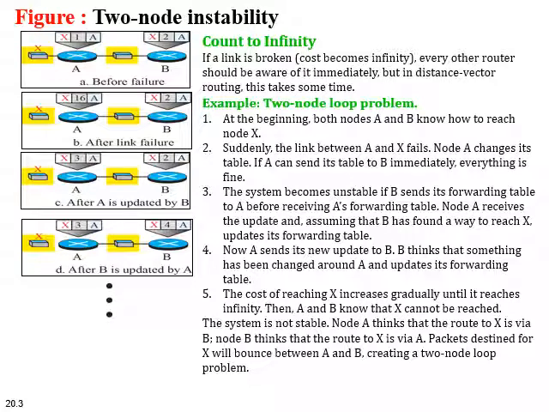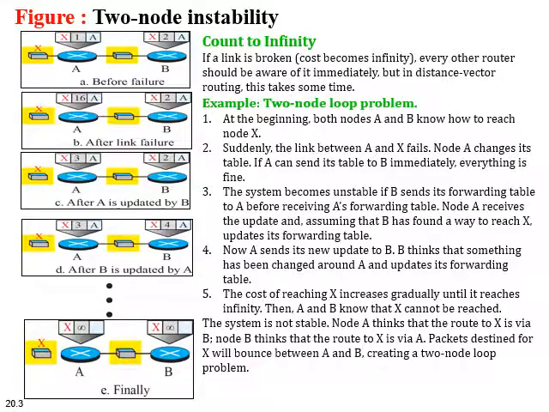So like that, the updated table of B will be forwarded to A, and A's updated table will be forwarded to B. So like that, the packet will bounce between A and B. That's where the process will continue. And finally, the cost of reaching X increases gradually until it reaches infinity. Then A and B know that X cannot be reached. The system is not stable.